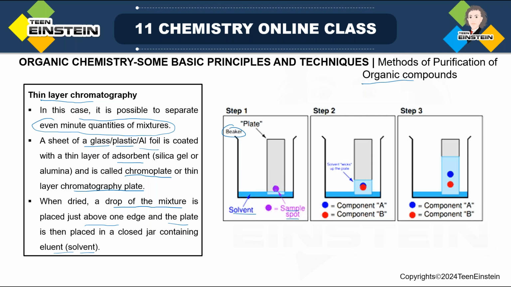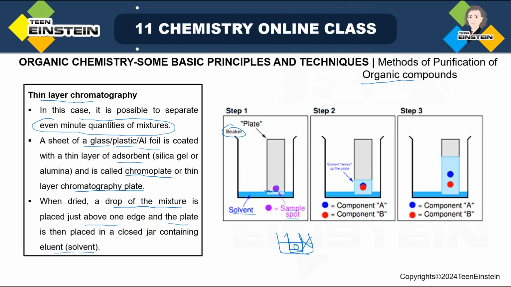Here the spot is given at this position, and one thing we have to be careful about: when we are dipping this plate in the solvent, the solvent layer must be below the mark of the spot. If you dip it like this and give the spot here, it is completely wrong. The spot should be above the layer of the solvent. Fine. So this is the starting point, when the solvent will be eluting through the plate.